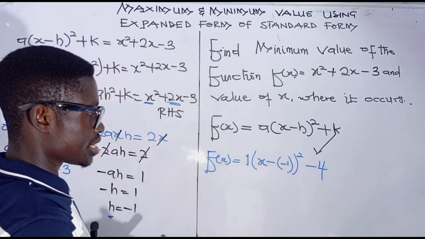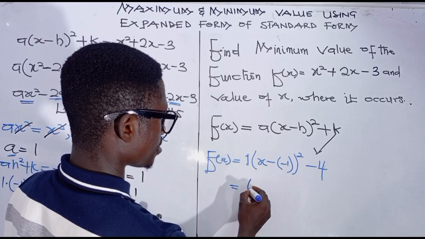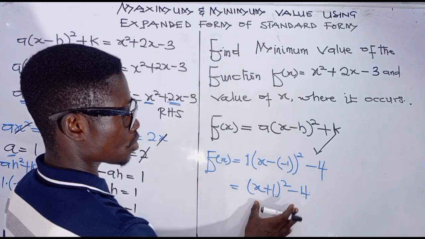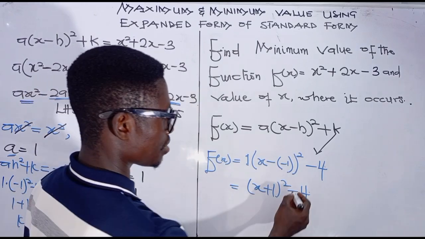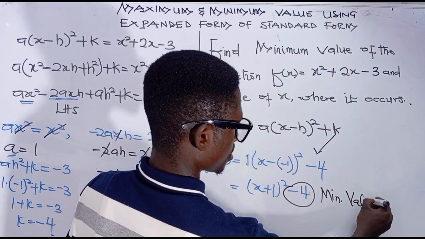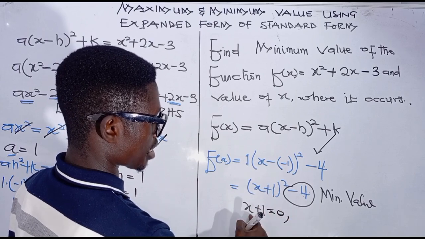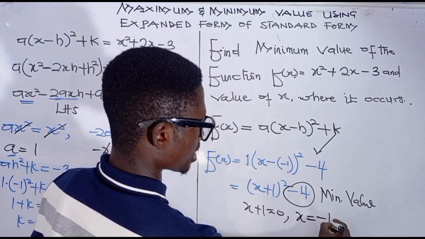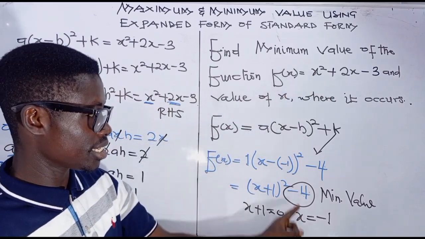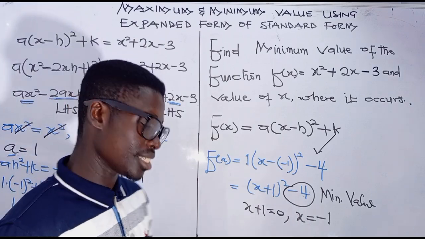So therefore, from here, let's simplify this one. We are going to have (x + 1) all squared minus 4. Once we have the standard form, we can see that the whole of this is our minimum value, and it occurs at x + 1 equal to 0. So you can see that our x is equal to minus 1. Therefore, the minimum value of this quadratic function is minus 4, and it occurs at x equal to minus 1. As easy as that.